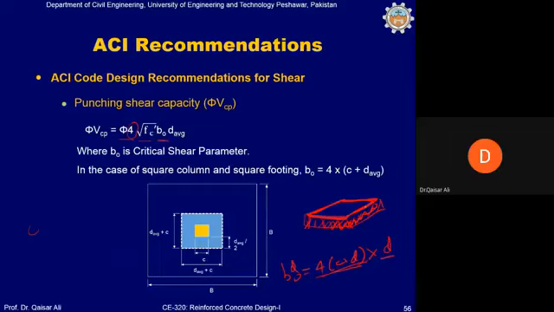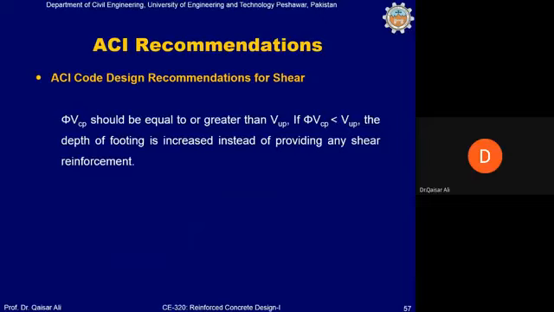Because this will take place into the column depth, this area will be detached. So b_0 d is the punching shear area, and b_0 is the critical shear parameter. In the case of a square footing, b_0 can be calculated by 4 into (c + d average). If φVcp is less than Vu, the depth of the footing is increased, as we discussed in the previous slides for the wall footing.